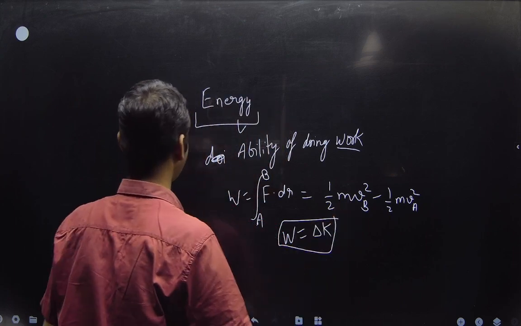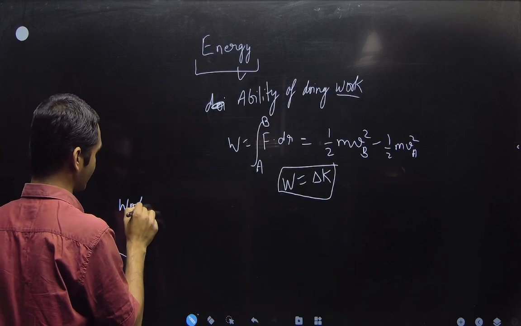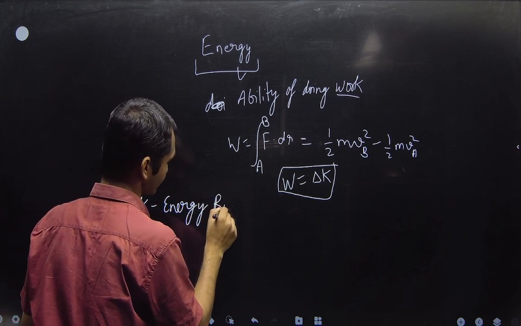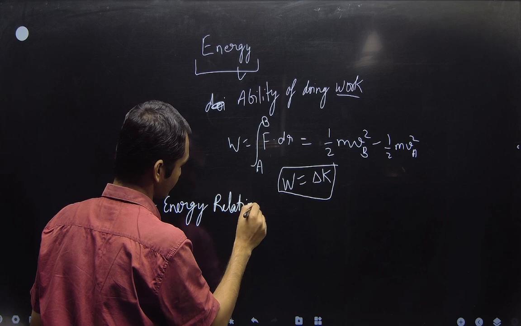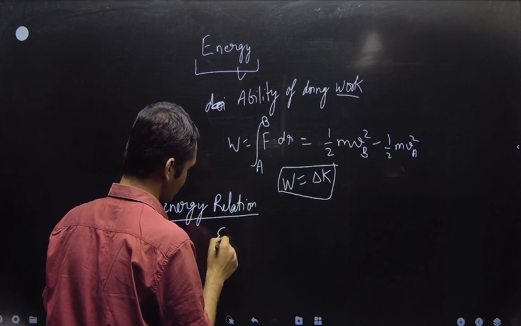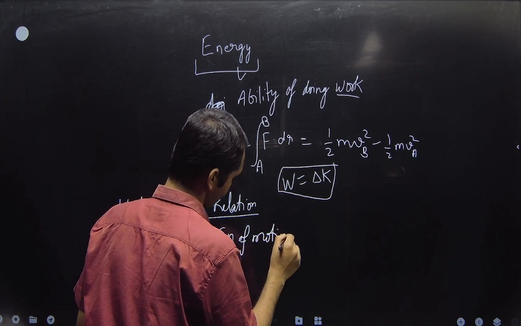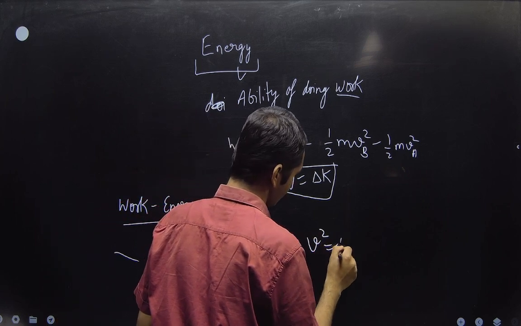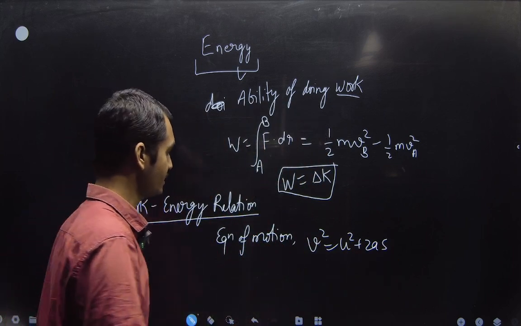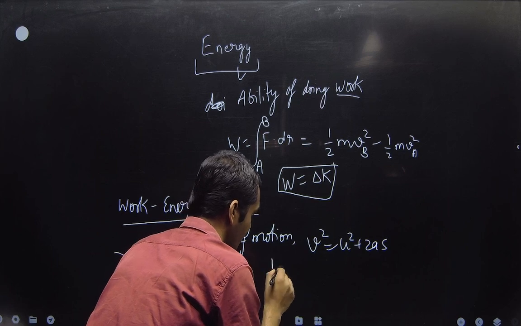We will look at it in a different form. How will we get it? As we know, the work energy relation. Then, as we know the equation of motion, v square is equal to u square plus 2as. It's very simple, everyone can derive it. So let's multiply by 1/2 m.